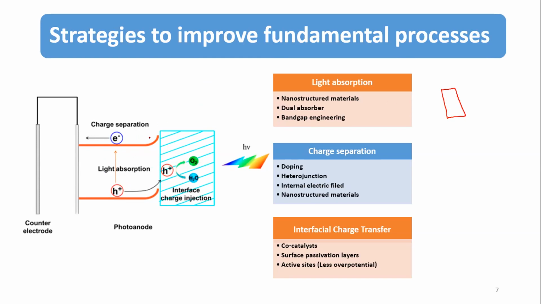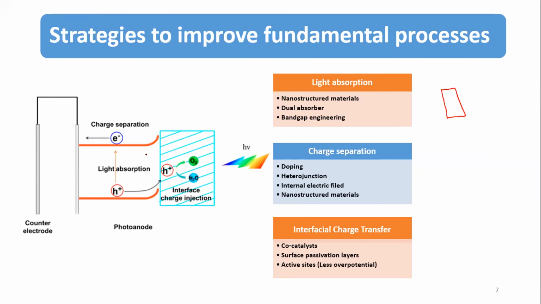So once the charge carriers are transported and separated, they need to go to the interface, where interfacial charge transfer takes place from the semiconductor to the aqueous medium. Normally, not all semiconductors are catalytically active. So to improve the catalytic reaction, one can add a co-catalyst. When we add a co-catalyst, that will also improve charge transfer, which will further increase the reaction rate.